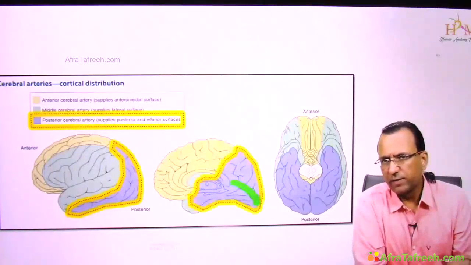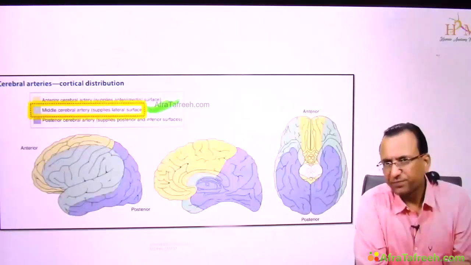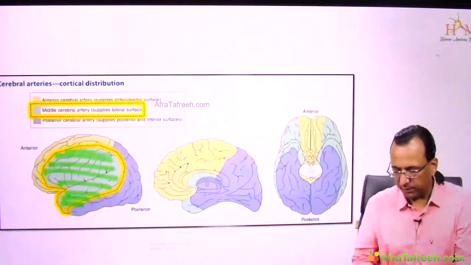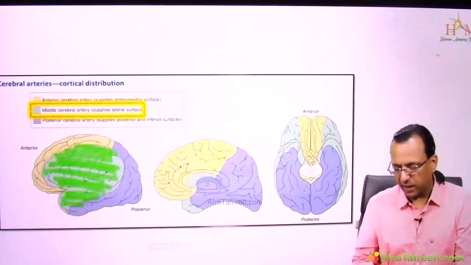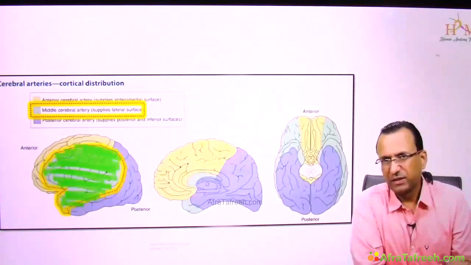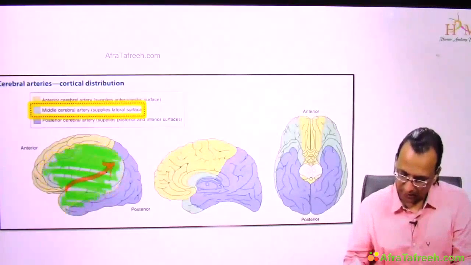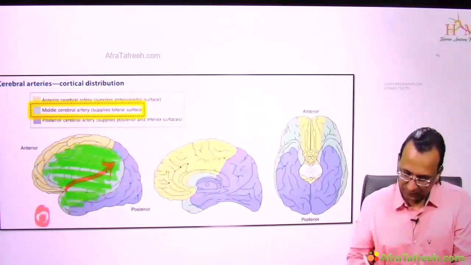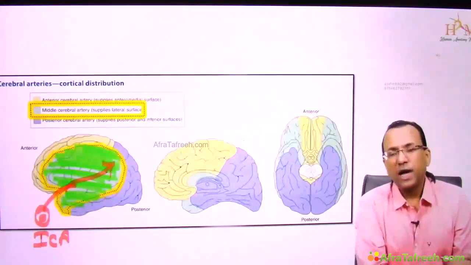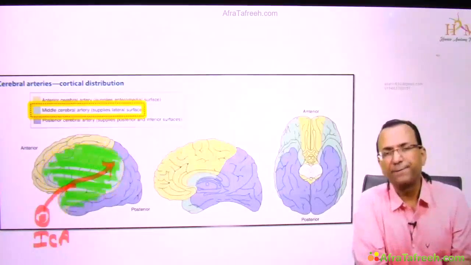Then what about the middle cerebral? Middle cerebral artery is the major artery on the lateral cerebrum, supplying the Wernicke's area and the Broca's area, etc. And it is running in the lateral sulcus. Where? In the lateral sulcus. You mean to say internal carotid artery gave you middle cerebral artery? Yes. And this internal carotid artery, when it gave you middle cerebral artery, runs in the lateral sulcus. Yes, it is supplying lateral cerebrum.